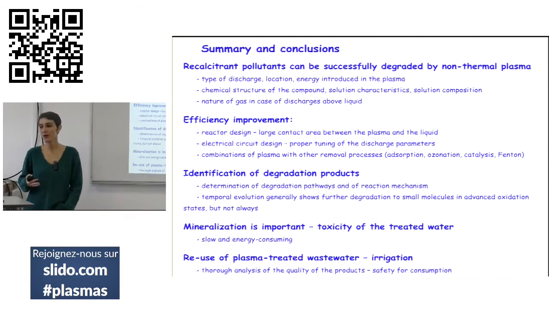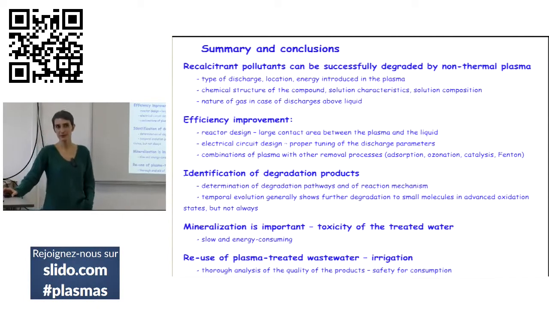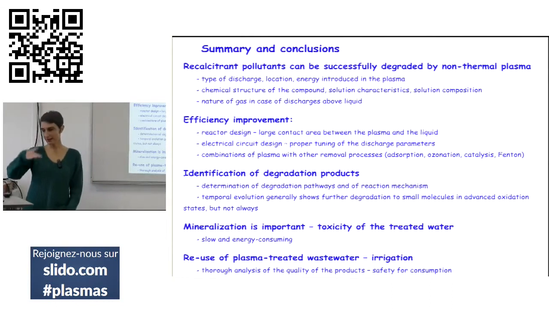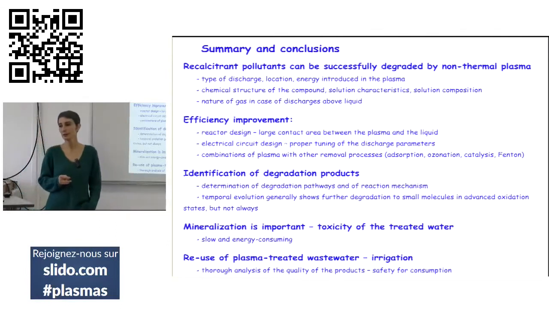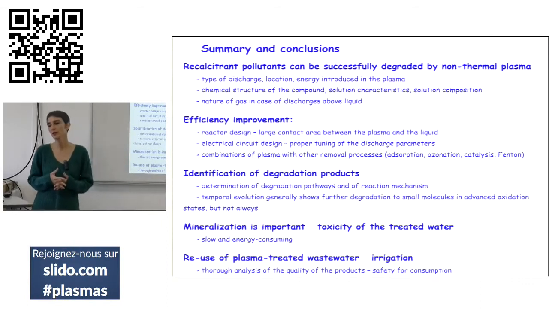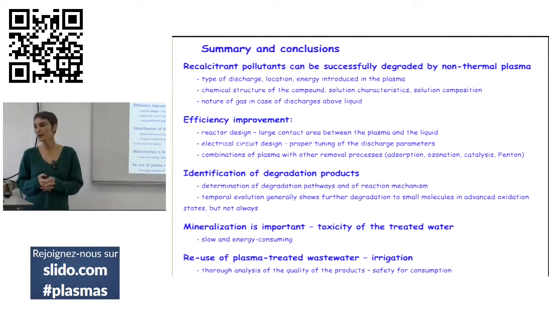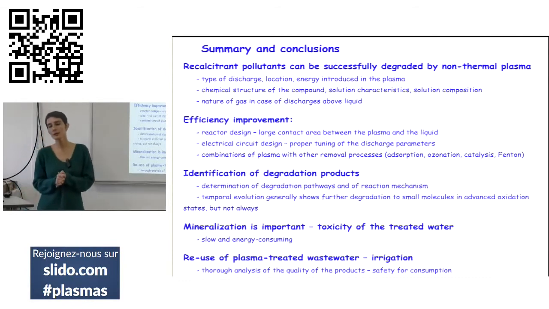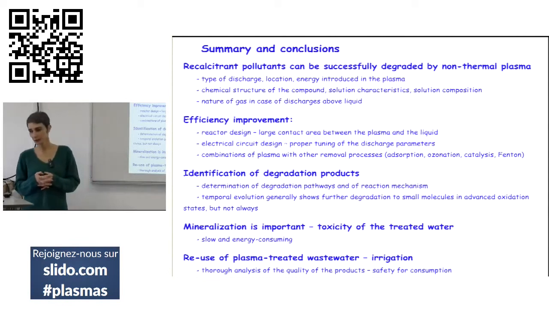How fast and how efficient this degradation is depends on a number of factors. It depends on the type of discharge, on its location, if it's in the gas or in the liquid. It depends also on the energy introduced in the plasma. Then the chemical structure of the compounds is very important, the solution characteristics as well, and the solution composition. This I did not talk about during the presentation. And the nature of the gas is important in case of discharges in contact with liquid.